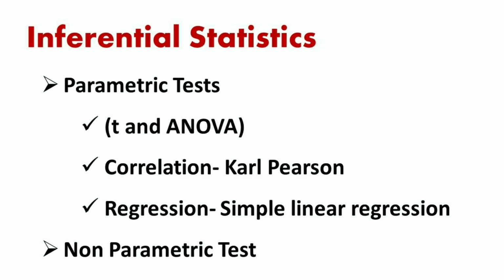Some of the most commonly used parametric tests for testing hypotheses about interval data are t-test and ANOVA. In order to compare two sample means, the t-test can be used, and if you want to compare three or more sample means, then the ANOVA test can be applied. Similarly, we can find the correlation between two interval variables by using Karl Pearson's coefficient of correlation, and simple linear regression can also be used for regression analysis.